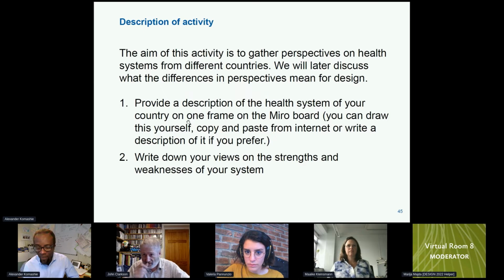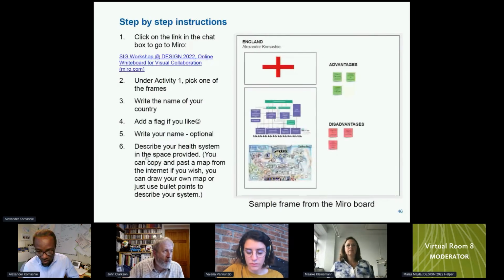And then the second part is to put your perspective or your views on the strengths and weaknesses of the system that you have described. And you can have not just one description, you can have two descriptions, or if you like, three, but do zoom in to the frame.